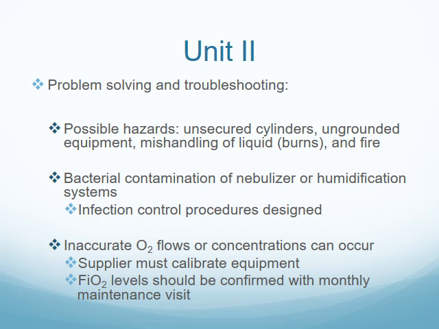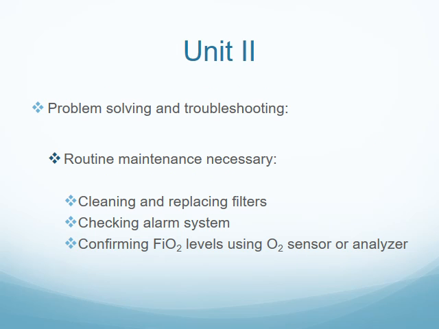Bacterial contamination of nebulizer or humidification systems can be an infection control issue. So we always want to make sure that we tell the patients, especially if they have nebulizers and things like that attached to their oxygen system, or the little bubblers that go on, the proper procedure for handling, changing and decontaminating these devices. Inaccurate O2 flows or concentrations can occur. So it's imperative that the supplier come out and calibrate this equipment, like they should monthly, to make sure that the FiO2 levels can be confirmed and that the patient is getting what they're supposed to in the home care setting. So as stated previously, the routine maintenance is imperative and necessary.